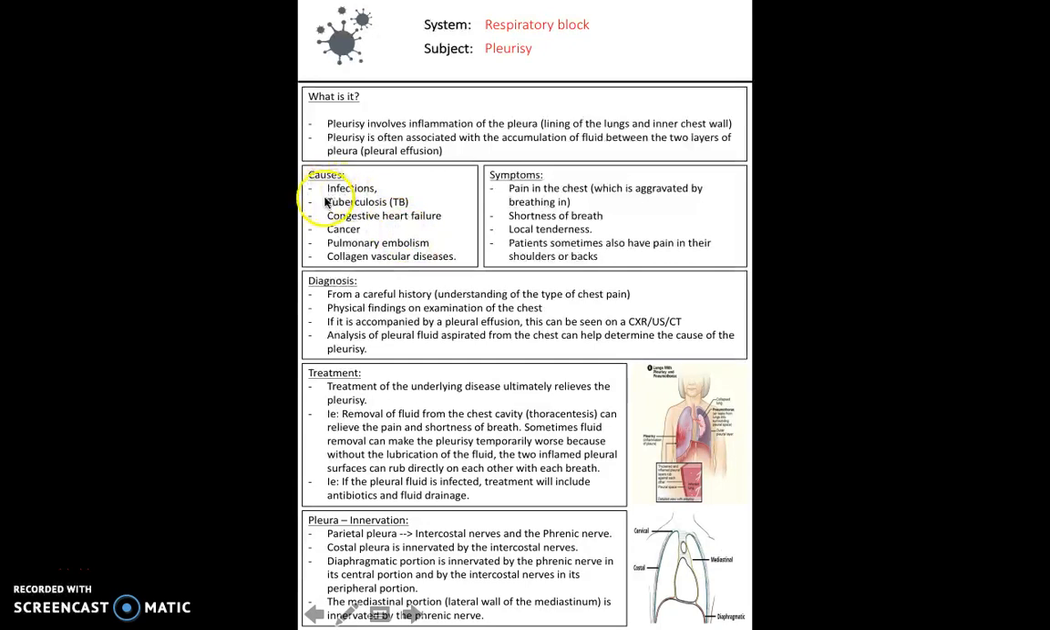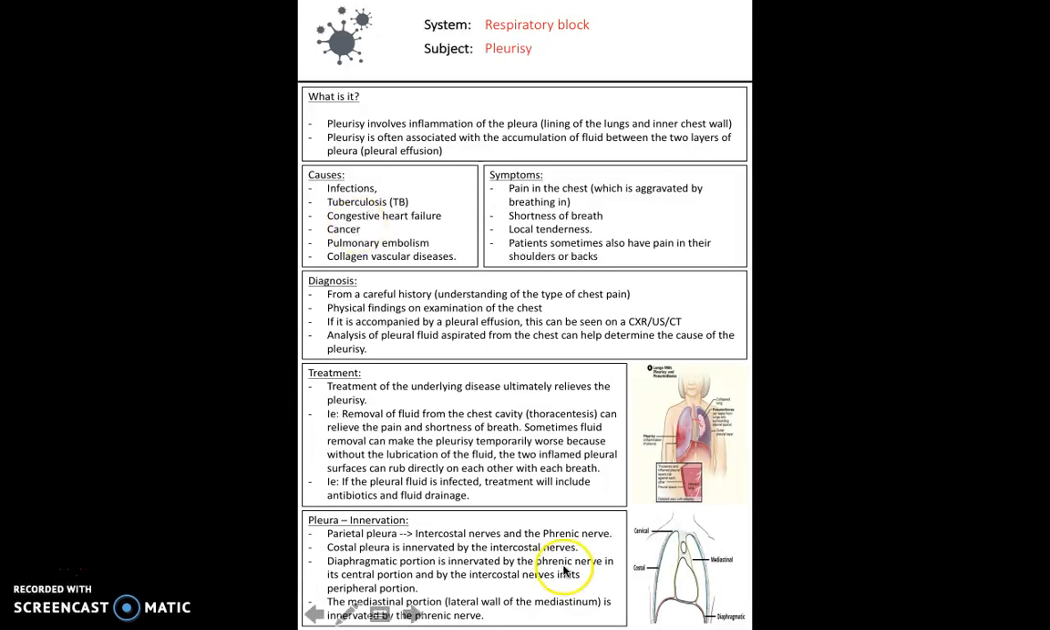Causes, of course, are infections, TB, congestive heart failure, cancer, PE. Symptoms, you'd expect pain in the chest, again, which is made worse on breathing in, shortness of breath, local tenderness, and patients may also have some shoulder pain or back pain as well. Diagnose it from a careful history, and as well findings on examination of the chest. As well, of course, if it's accompanied by a pleural effusion, this will be seen on a chest x-ray or an ultrasound in emergency care.